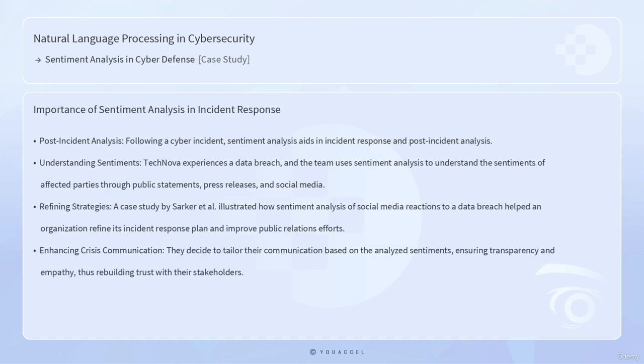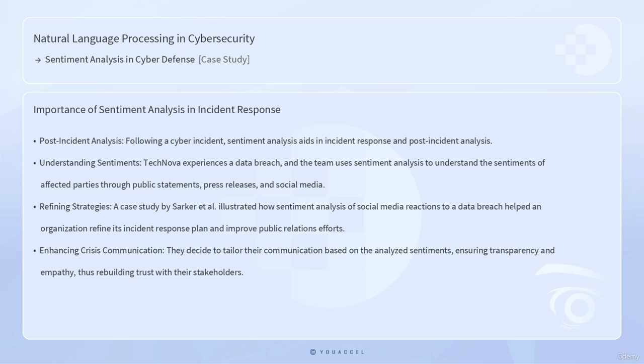Following a cyber incident, sentiment analysis aids in incident response and post-incident analysis. Technova experiences a data breach, and the team uses sentiment analysis to understand the sentiments of affected parties through public statements, press releases, and social media. A case study by Sarkar et al. illustrated how sentiment analysis of social media reactions to a data breach helped an organization refine its incident response plan and improve public relations efforts.